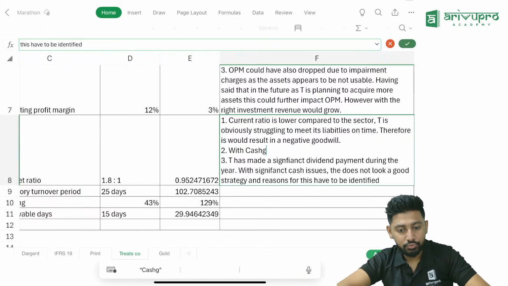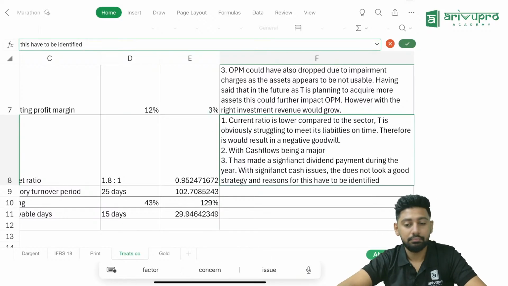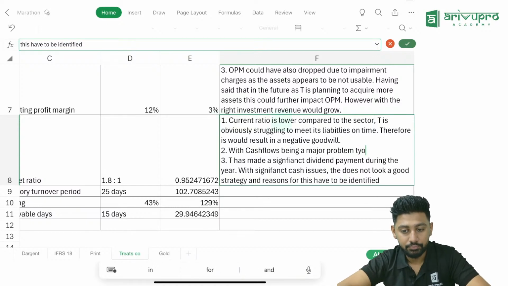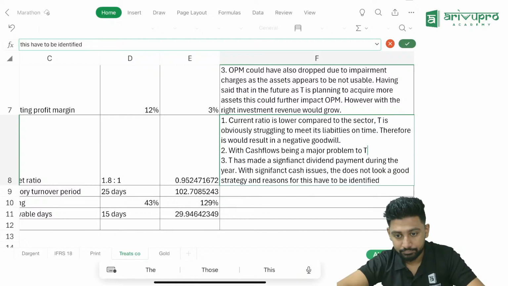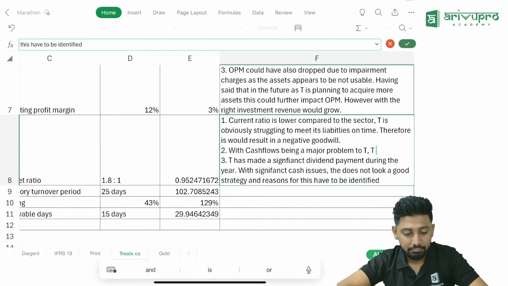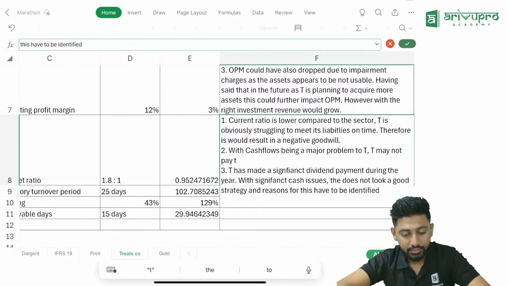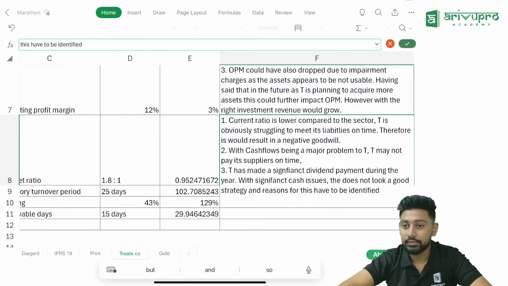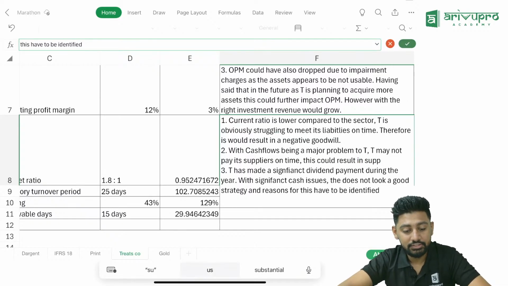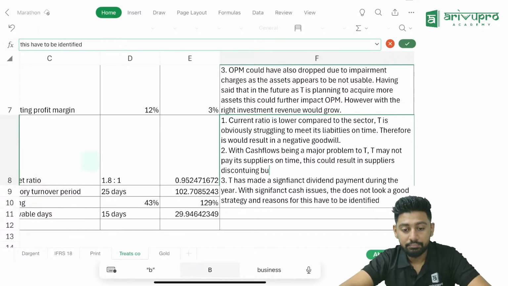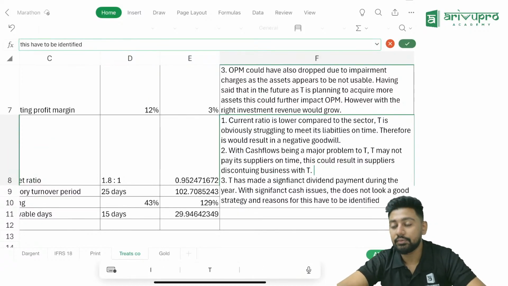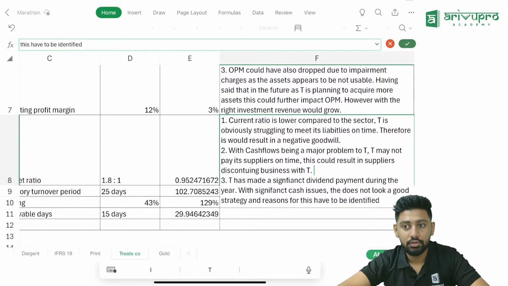With cash flows being a major problem to T, T may not pay its suppliers on time. Correct. This could result in suppliers discontinuing business with T. Correct? If you don't pay on time, they can discontinue the business.